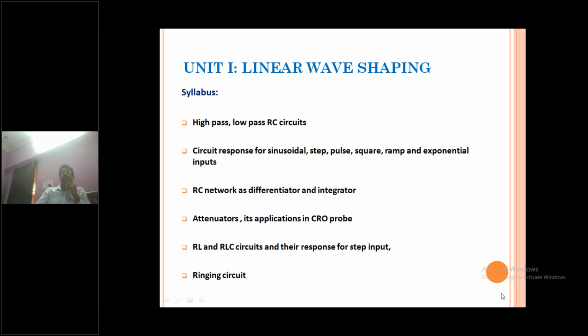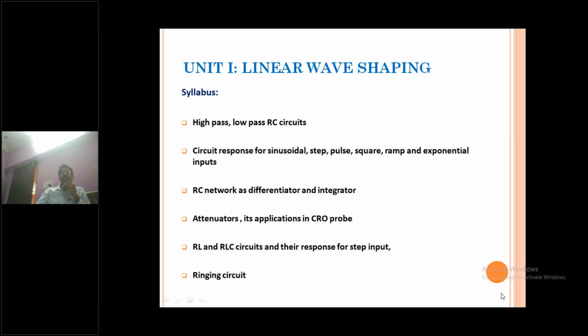So how will it be reduced? What is the requirement, and what are the applications of the attenuators you are using in the CRO probe? And similarly, this RC circuit you use as low pass and high pass. Similarly, you can use an RL circuit also, either low pass or high pass. But practically, you use the RC circuit only compared to RL circuits. Why, we will discuss later.